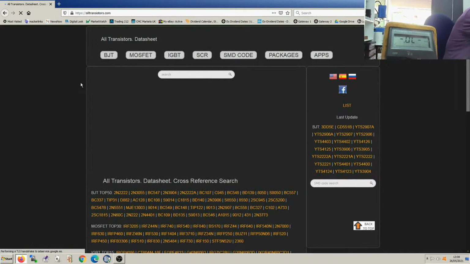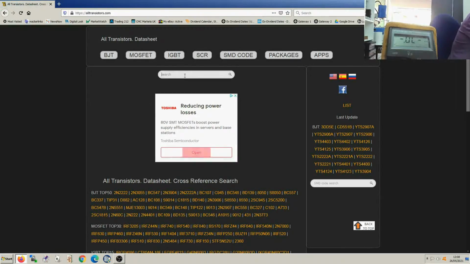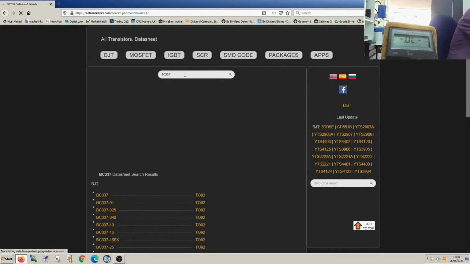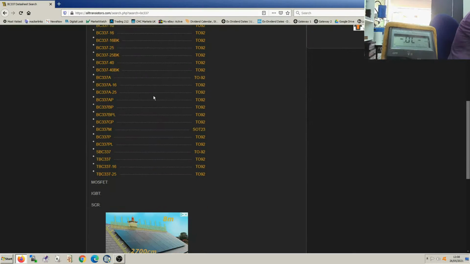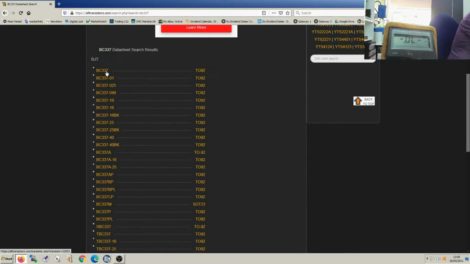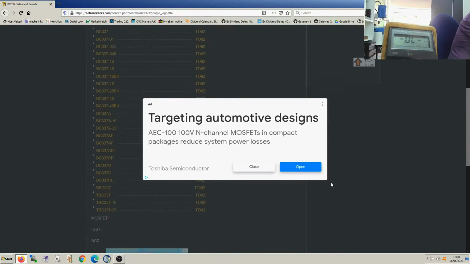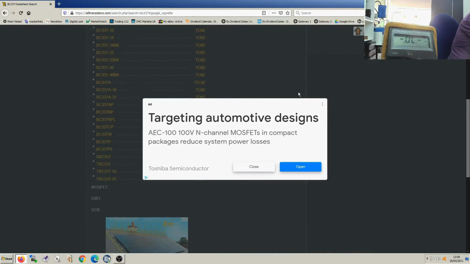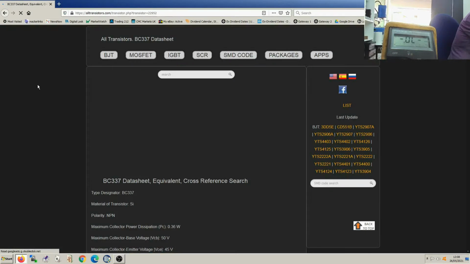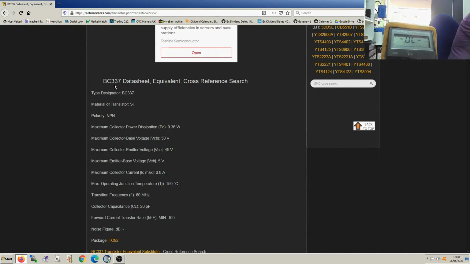Now I want to show you this website. So in here, we'll search for our transistor, BC337, yeah? Let's see if we can find it. Yeah, it's found them. It's bipolar junction transistor. And it's found lots. Let's see if it just says BC337 with nothing else. Only problem with this website is the stupid adverts that pop up, and half the time don't want to disappear again. There it goes. So this is our transistor, BC337.